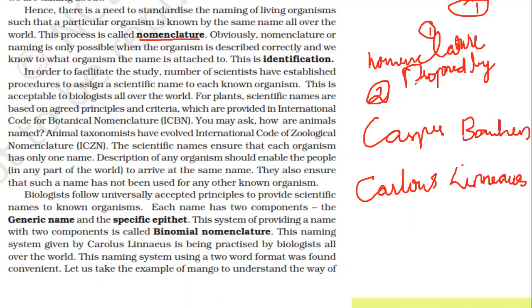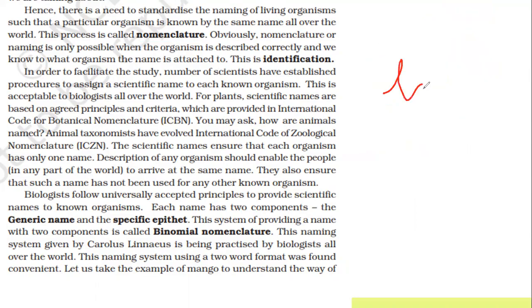Okay. And this binomial nomenclature was proposed by Carl Linnaeus, and trinomial nomenclature was proposed by a scientist known as Lamarck. Okay. And the system of naming for plants is based on the principles and criteria of ICBN. Important, ICBN: International Code for Botanical Nomenclature. And in case of animals, the criteria and the principles are based on ICZN, International Code for Zoological Nomenclature.